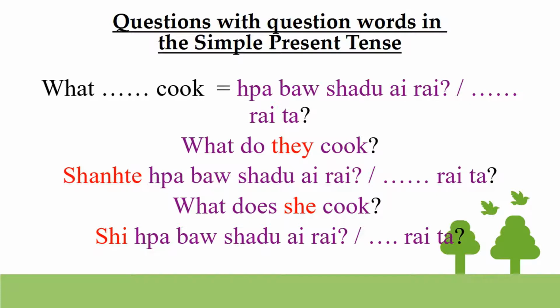What do they cook in Kachin Jinghpaw? Shanhte, pabo shadu i rai. Or Shanhte, pabo shadu i rai da. What does she cook? In Kachin Jinghpaw, she pabo shadu i rai. Or she pabo shadu i rai da.